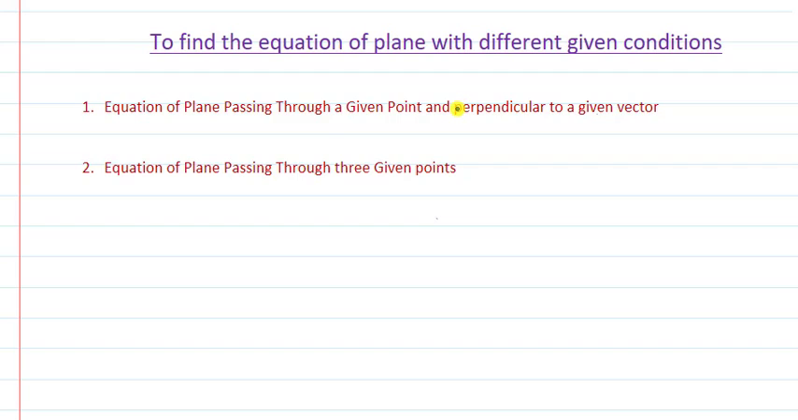So let us move to the topic. It is to find the equation of plane with different given conditions. Already I told you one type of question. This is equation of plane passing through a given point and perpendicular to a given vector. This I have already explained in my previous video. Now let me start with second type.